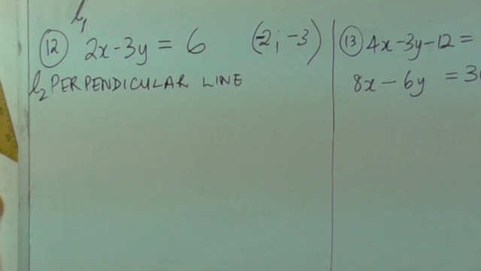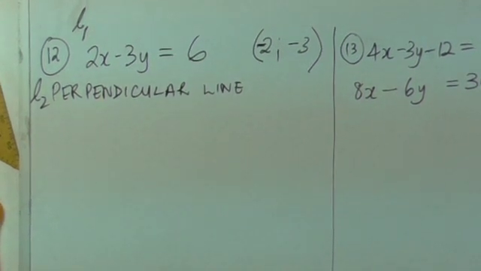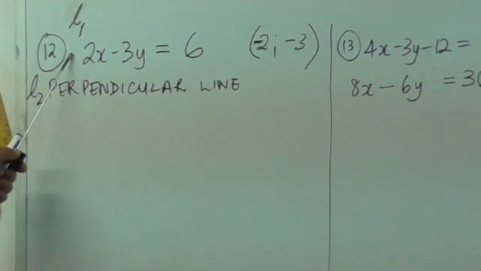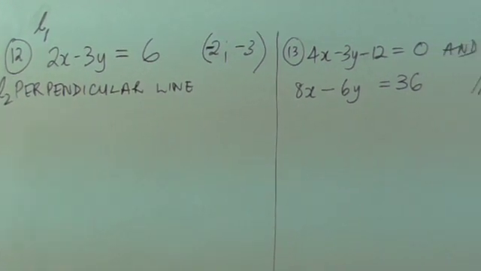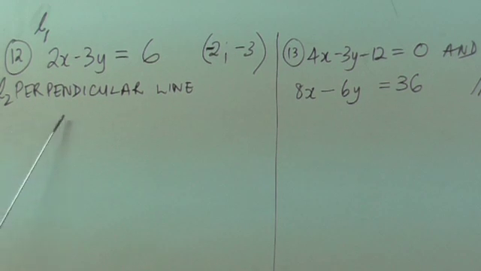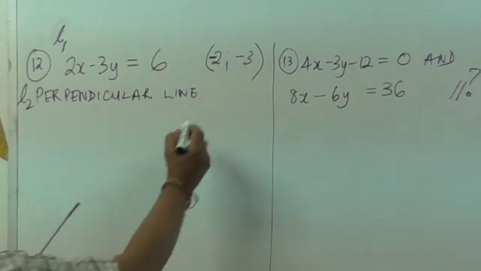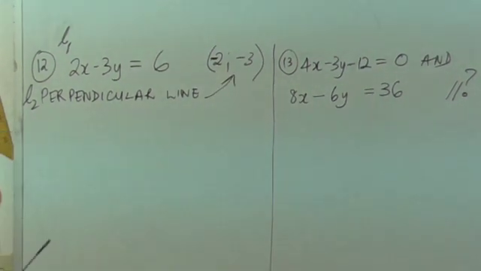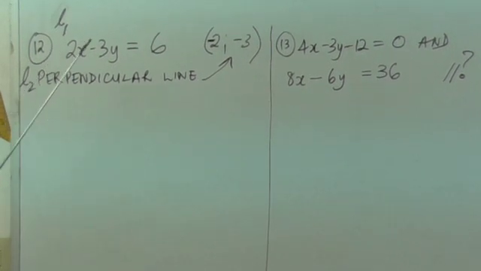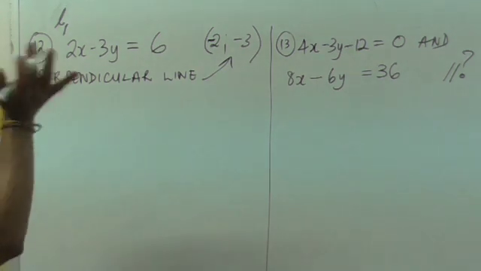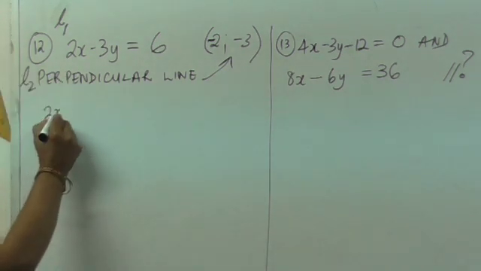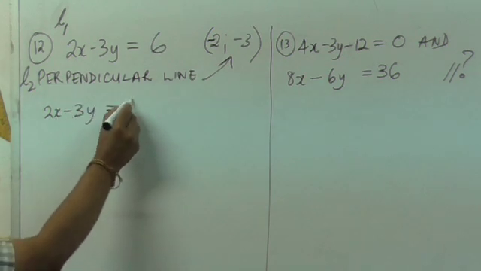Alright, let's look at number 12. Now you are given line 1, 2x minus 3y equal to 6. Find the equation of a line that's perpendicular to the above line, and this line passes through that point. Now that is not in standard form. So step 1. I'm not going to write step 1, I'm just going to do it. So step 1 is I've got to bring this to standard form.